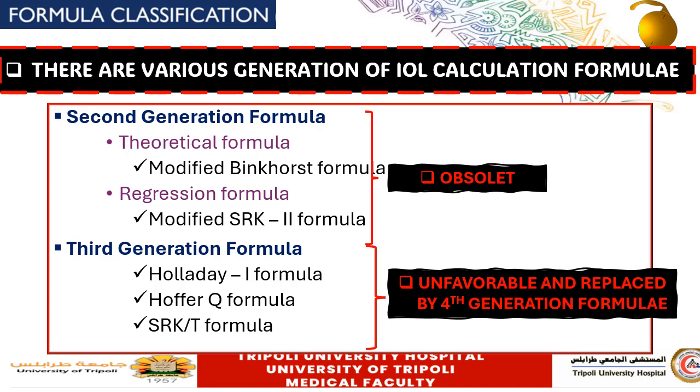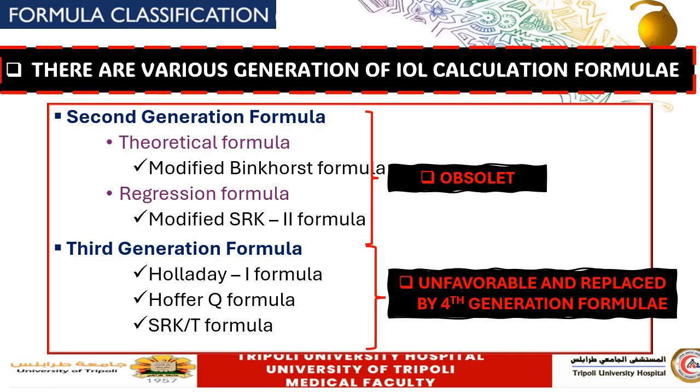procedure of the surgeons. The Holladay formula uses the surgeon factor, which is related to the procedure and to the size of the eye, and also the Hoffer Q formula. It uses different variables for the AC depth and the measurement of the AC depth and so on. So the third generation formula is a more upgraded formula than the first and second generation, which are obsolete now.